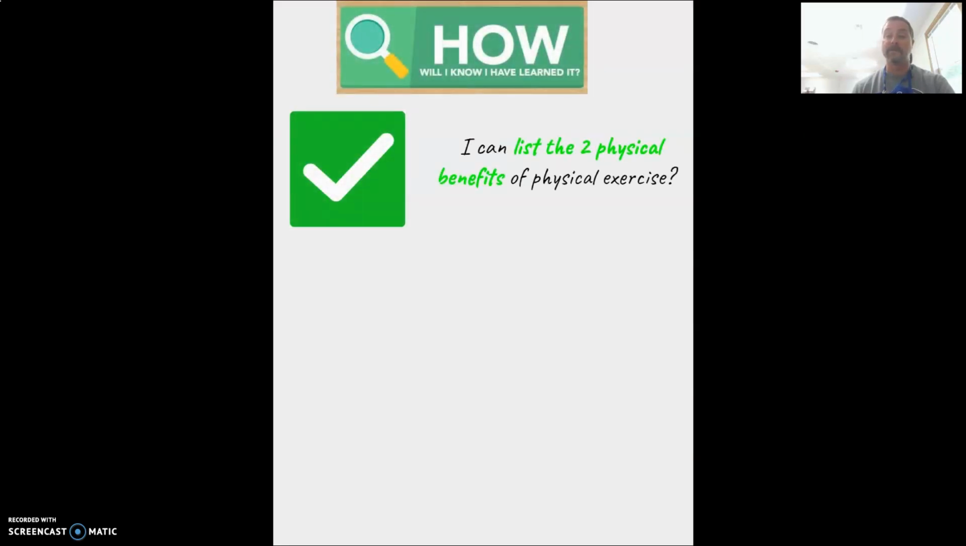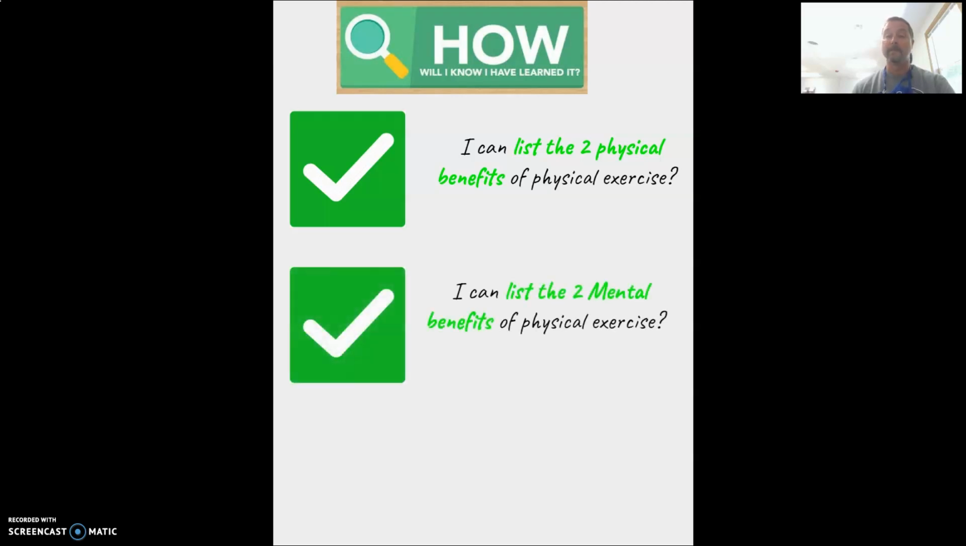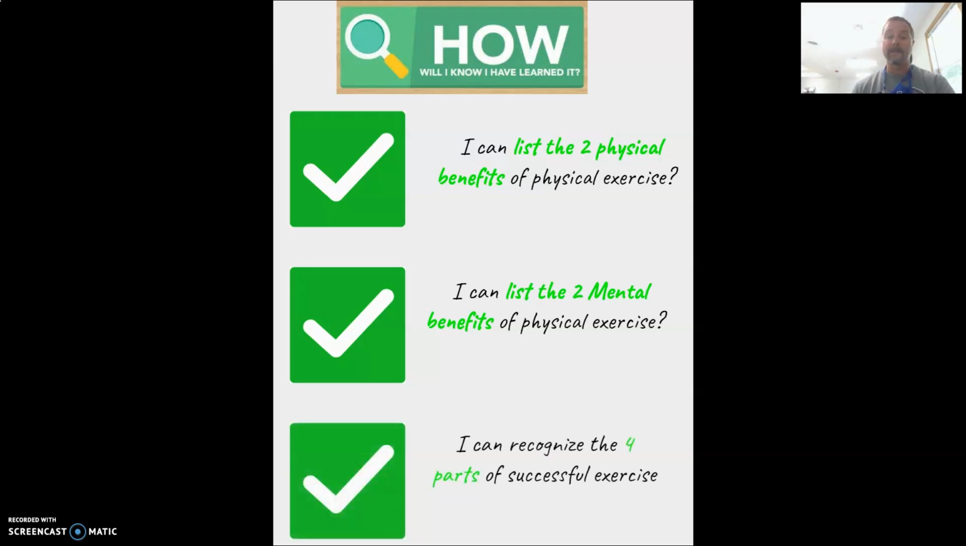And then how will you know if you've learned this? Well, one, you can list 2 physical benefits of physical exercise. Two, you can list 2 mental benefits of physical exercise. Now, there are 4 of each of these, so you only have to name 2. And the last one is I can recognize the 4 parts of successful exercise. And we talked about this last week, so this should be pretty easy.